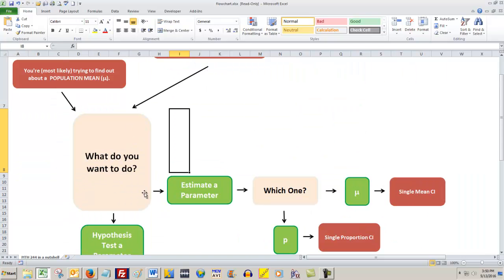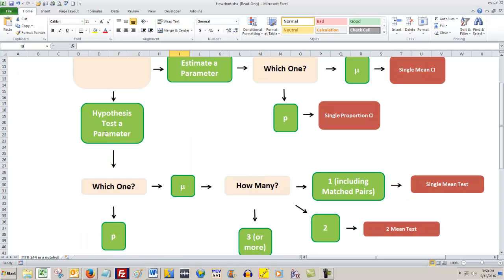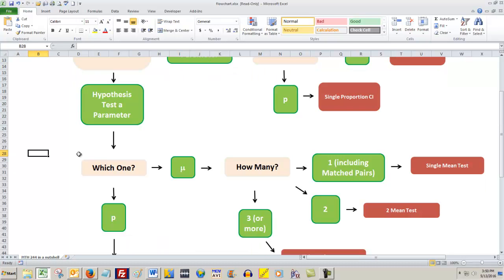Now we're down in the what do you want to do once you have your data. We've already talked about estimating a parameter, that's forming confidence intervals around a parameter, and that was the first 3 or 4 weeks of the course. Now we're well into the hypothesis testing of parameters, and we spent a couple weeks in class interpreting other people's hypothesis tests on certain parameters.